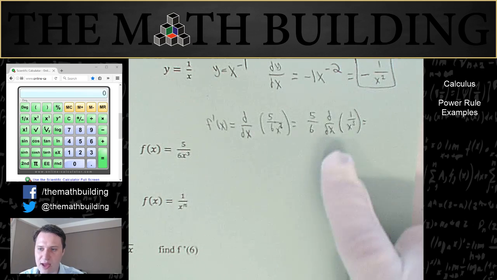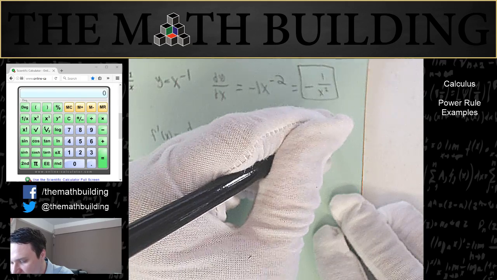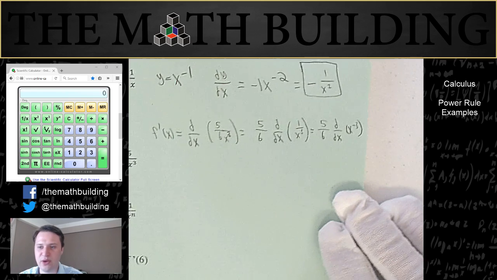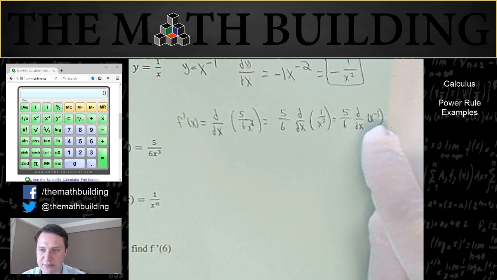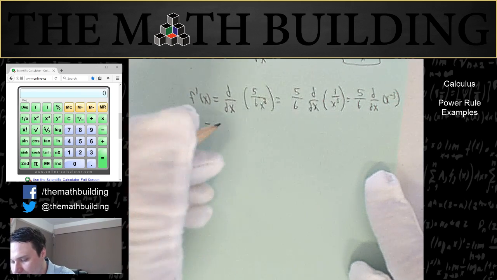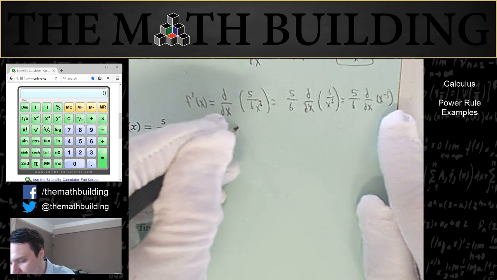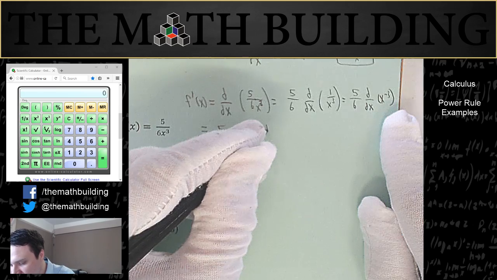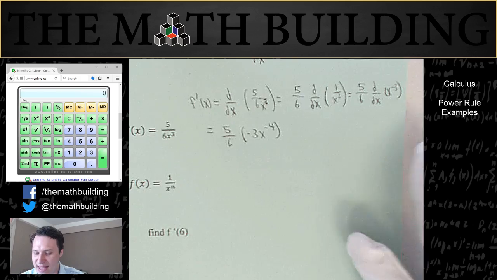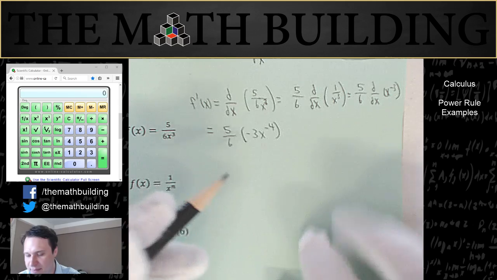Okay? So now let's go ahead and rewrite 1 over x to the 3. So this would be 5 over 6 times d dx of x to the negative 3. So I rewrote it as a negative exponent because now we can apply the power rule. So this fraction would equal 5 over 6 times the derivative of x to the negative 3, which would be negative 3x to the negative 4. Just like that. We just took our derivative, and you can see, notice the negative 3 came out in front, and negative 3 dropped by 1 to make negative 4.